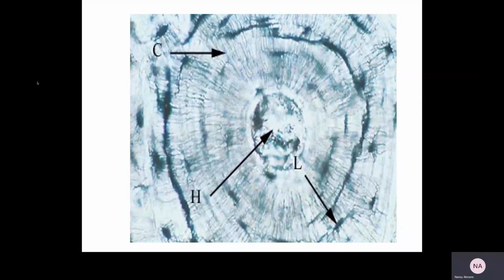More of the same. The C marks the canaliculi. The H marks the central canal. In this case, it would have been Haversian canal. And the L marks the lacunae, which houses an osteocyte.